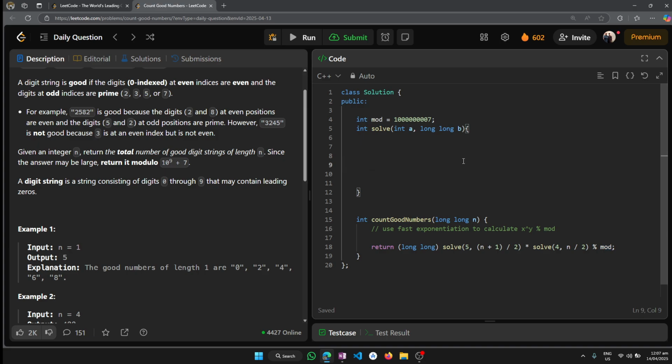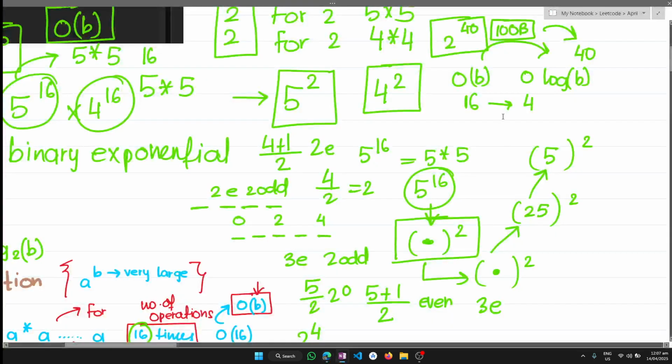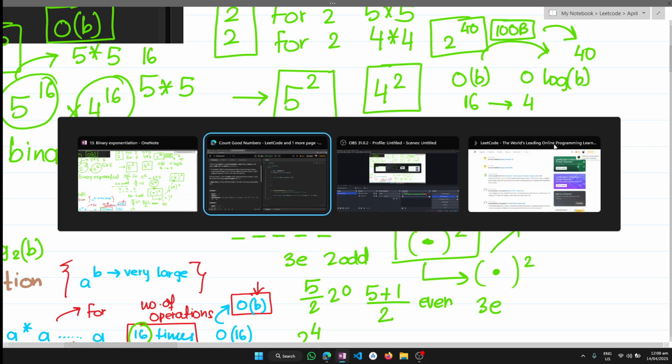How the solve function is going to look is very simple. First of all, I don't know what a to the power b is, but I can calculate a to the power b by 2. Isn't this what we were doing? I don't know what 5 to the power 16 is, but I can calculate what 5 to the power 8 is going to be. Then 5 to the power 4, 5 to the power 2, and ultimately our base case, which is 5 to the power 1.